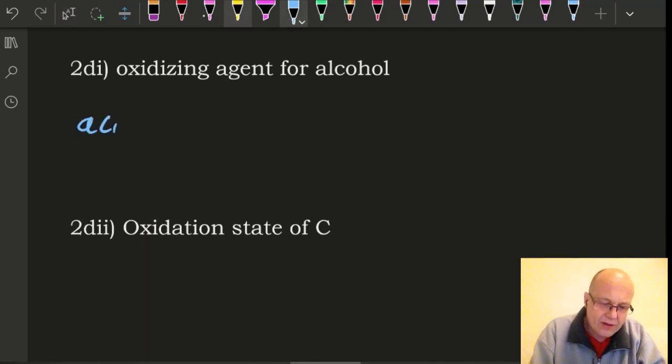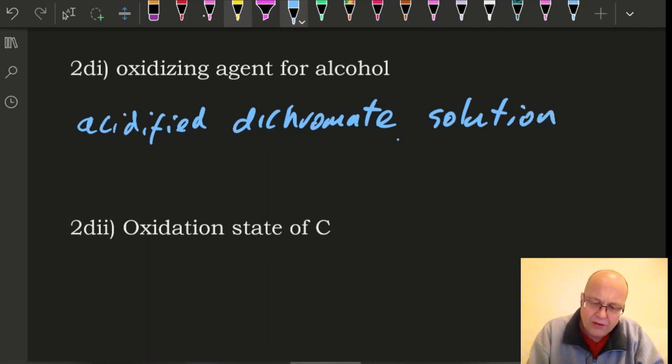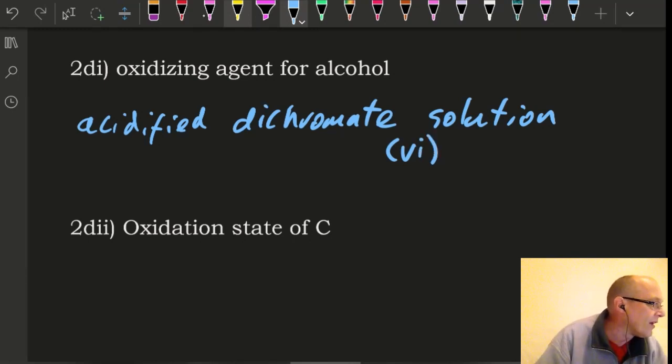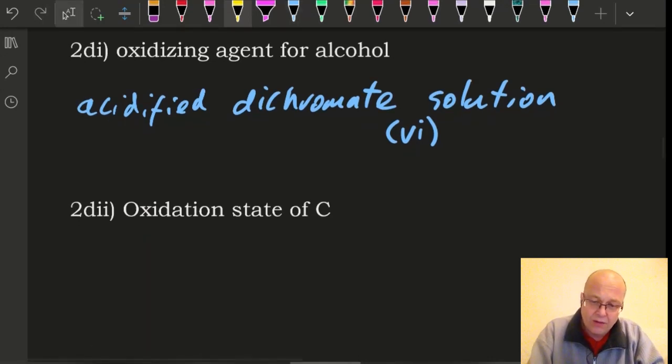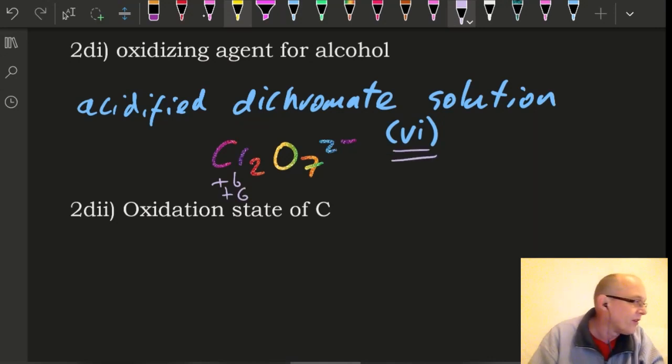So let's say it's acidified dichromate solution. Now sometimes they might be a bit fussy. They might want you to say dichromate 6. Let's see if they're fussy about that today. Dichromate 6 is what they need. Okay, so dichromate 6. Or they would also accept the formula Cr2O7 2-. Well, where does the 6 come from? That's the oxidation state of the chromium. That's interesting. They don't often ask for the 6.